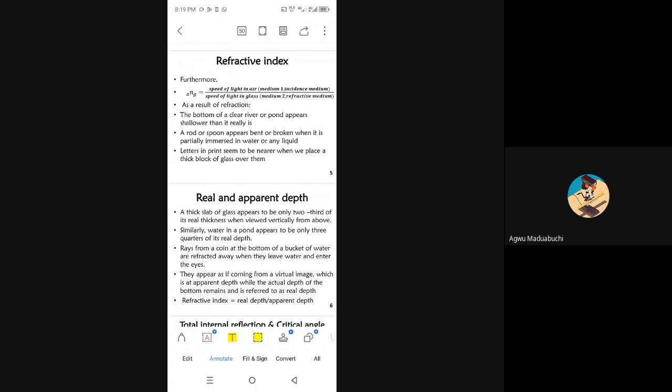Okay, so rays from a coin at the bottom of a bucket of water are refracted away when they leave water and enter the eyes. It's trying to explain that if you throw a coin inside water in a bucket, it will look as if the coin is almost floating, despite being at the base of the bucket. Have you noticed that before? Yes, sir. So that is what we call refraction. It is when you put your hand inside the bucket that you notice the coin is on the base. It looks as if the coin is closer to the surface of the water. Have you noticed that before?